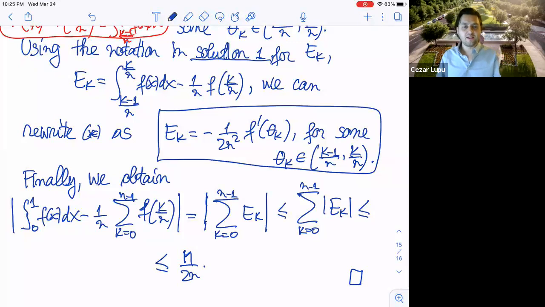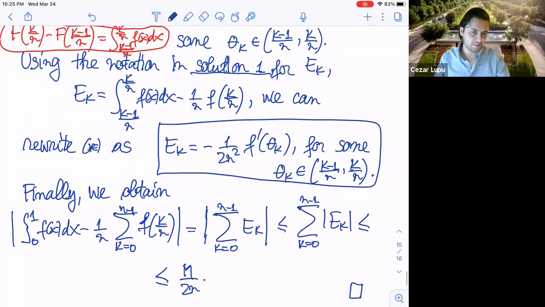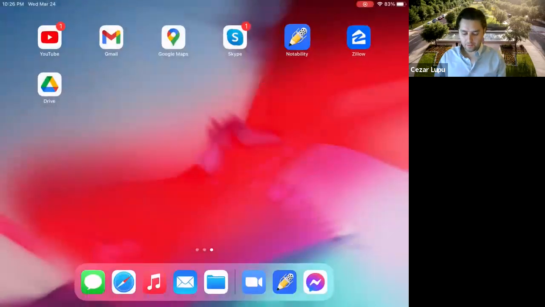As you can see, there are plenty of solutions for this problem, 3 solutions. I think all 3 of them are beautiful, but like I said, the first one is not quite productive because it doesn't give you a sharp bound.